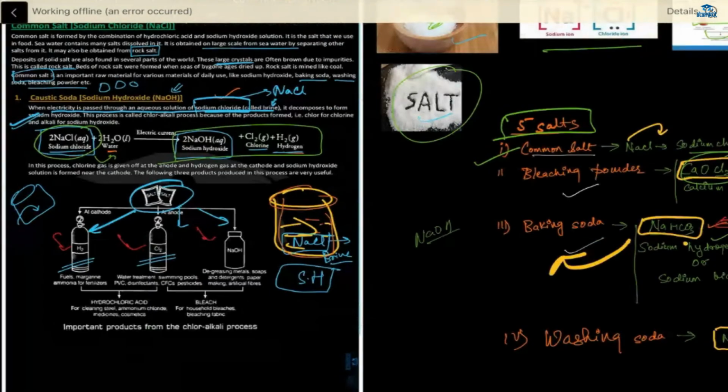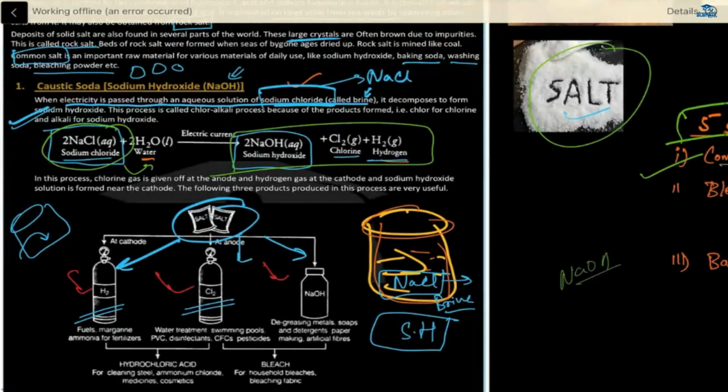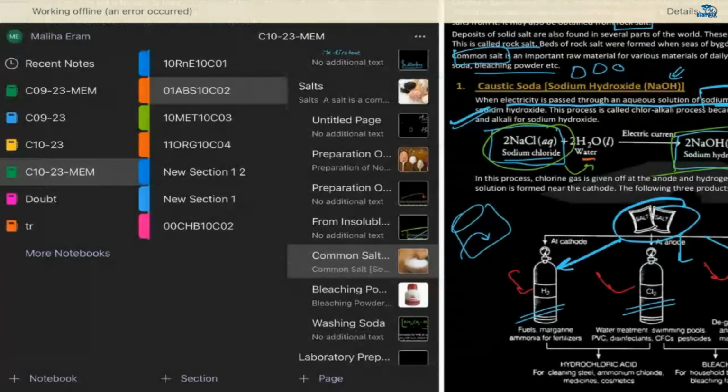Common salt and caustic soda. We also discussed caustic soda. What will happen when electricity is passed through the aqueous solution, which is also known as the brine solution, because sodium and chlorine are mixed? So what will happen? Sodium hydroxide will form. Caustic soda is sodium hydroxide, which is NaOH.